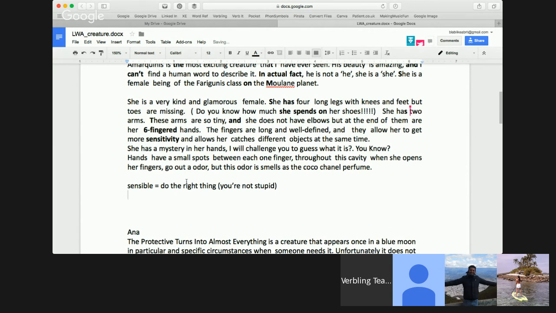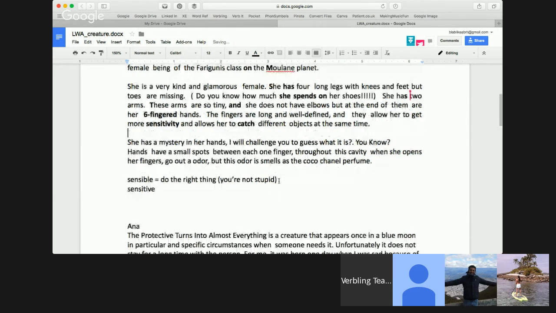And sensible is sensitive. It's a bit confusing because they're really similar words. So in this case, sensitivity, and allows her to catch different objects at the same time. So she must be good at sports then, Julian.